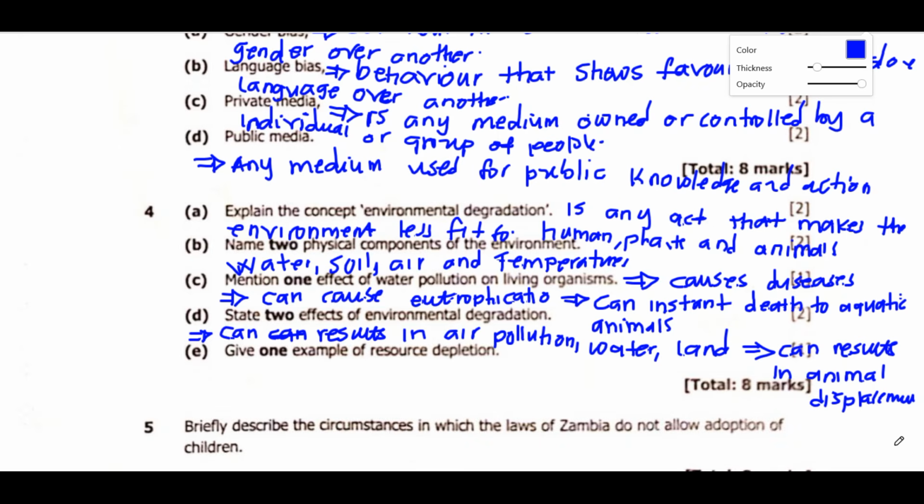Then give one example of resource depletion. Resource depletion is where we have the soil. It can be soil erosion, that is depletion. Then number 2, forest. Deforestation is depletion. Then fisheries, where the water bodies are destroyed, that is also depletion.